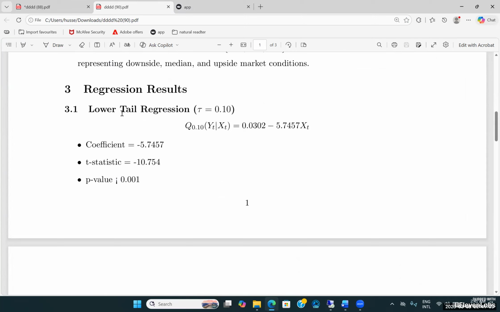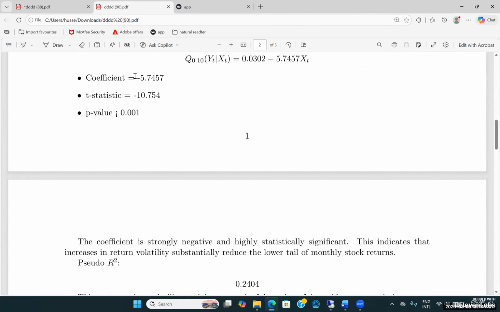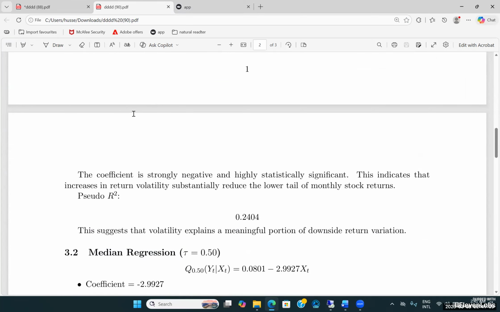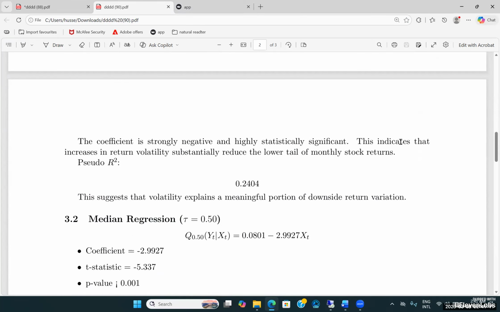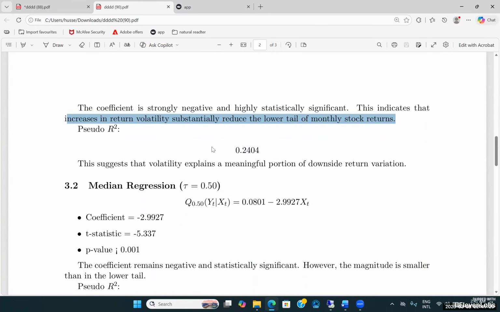The lower tail regression, specifically at the 10th percentile, showed that the coefficient was negative and statistically significant. This indicates that an increase in return volatility significantly extends the lower tail of monthly stock returns, meaning that in periods when Apple is performing poorly, this volatility will amplify that negative performance. So it's like we're experiencing bad volatility.